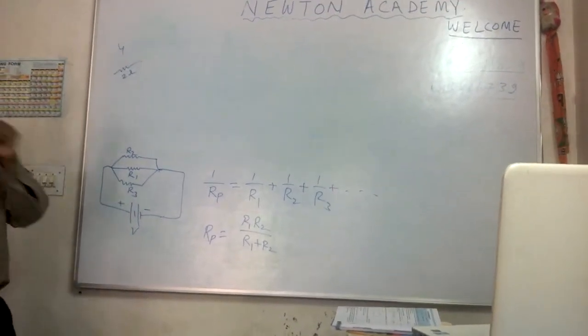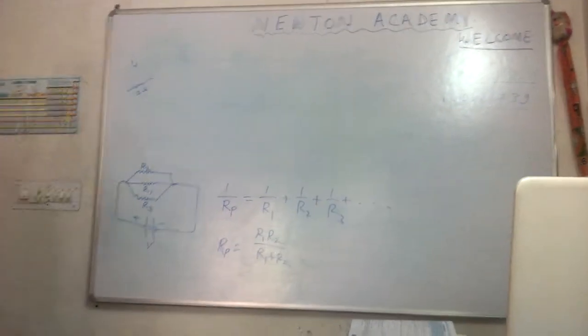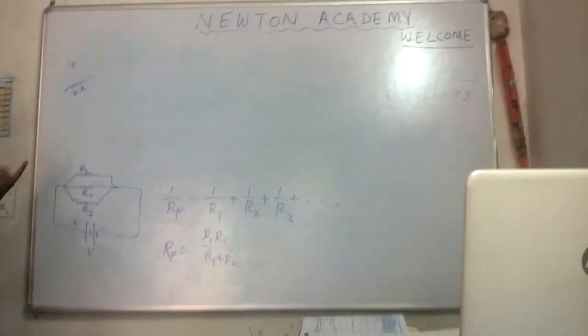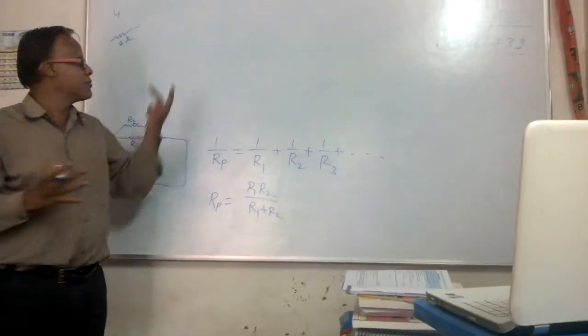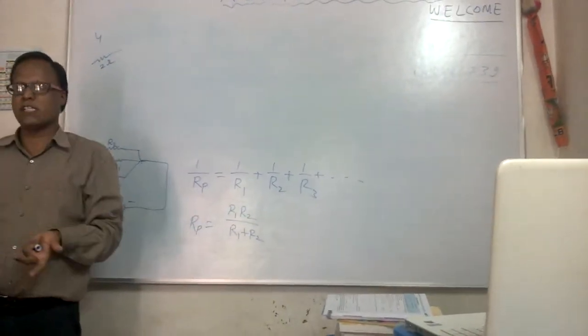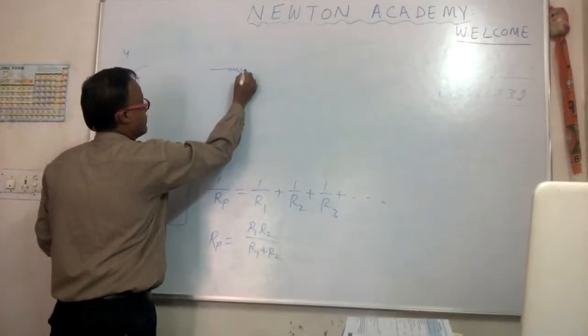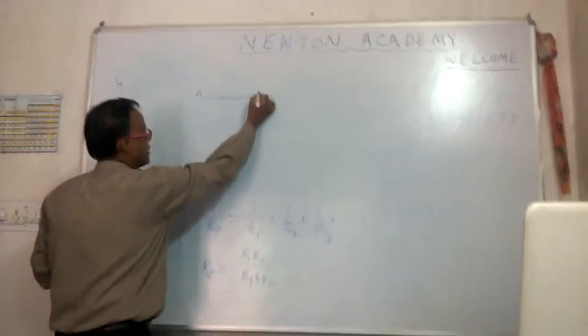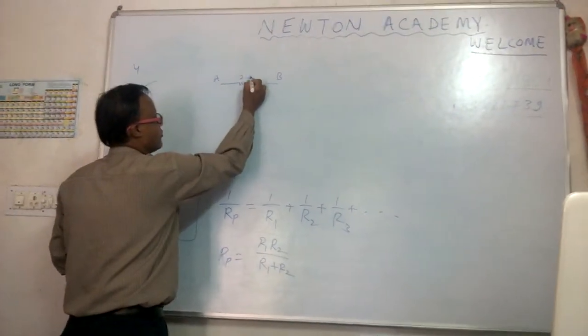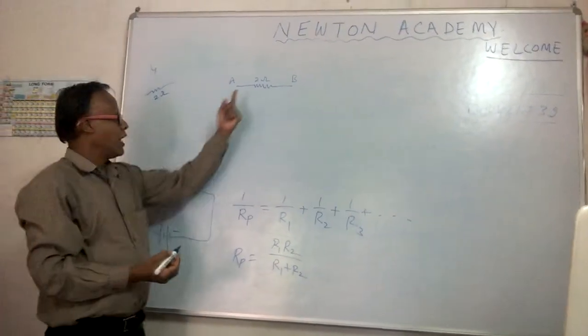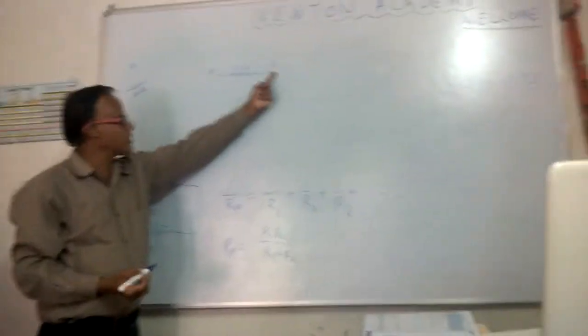They are connected end to end to form a square ABC. This means we have to first draw the circuit diagram. So first we draw this diagram. So it is AB. What is its value? 2 ohm.